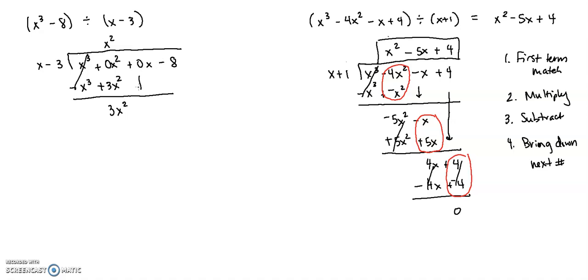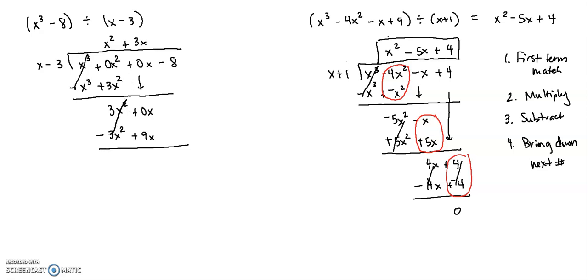I bring down the next term, which is 0x. I want to get the first terms to match again, so I need to multiply by a 3 and I need to multiply by an x. So I need to multiply by 3x. That's going to give me 3x squared, and then minus 9x. And then I subtract. Don't forget to change those signs. It's going to mess it up if you don't.